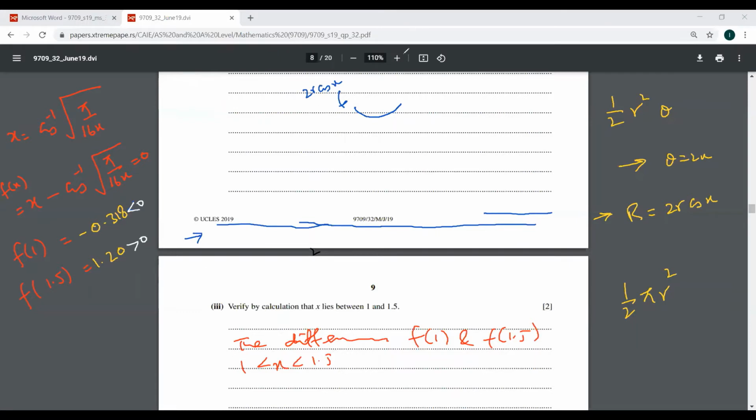What are these values? Okay, this is minus 0.1. 0.1. I don't know whose answer is right over here, okay?